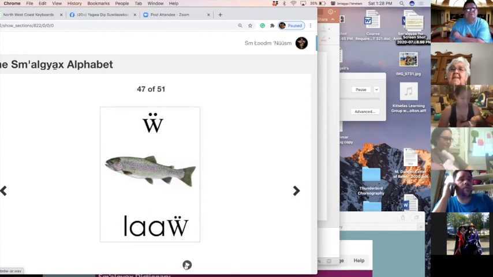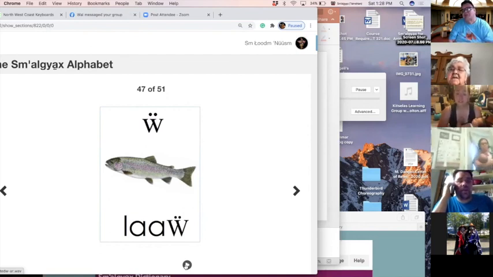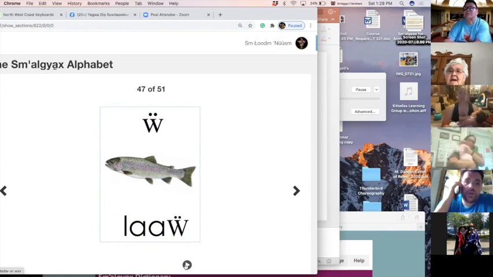Low. That's another word that you make a face saying it. Dotted W. Low is a trout.